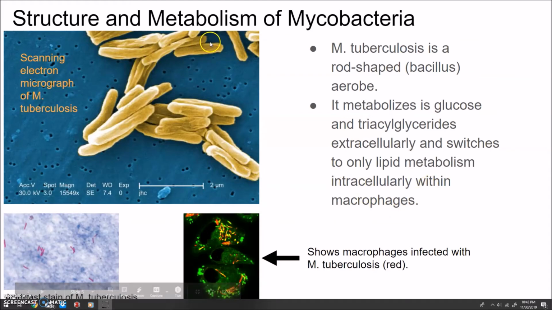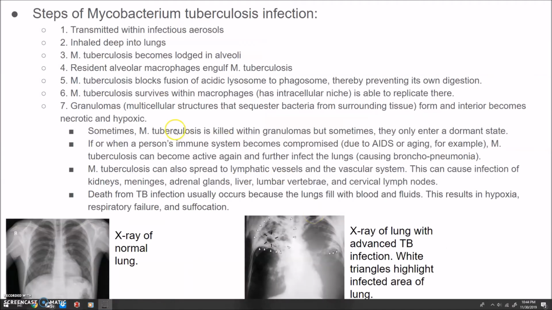This just gives you some pictures of M. tuberculosis. This is a skin electron micrograph. You can see the bacillus shape here. Also down here, this shows the acid-fast staining of the bacillus M. tuberculosis. It's in red here, and the background's blue. Then over here you can see the macrophages which have been invaded by M. tuberculosis in red. Now we're going to talk about the steps of Mycobacterium tuberculosis infection.